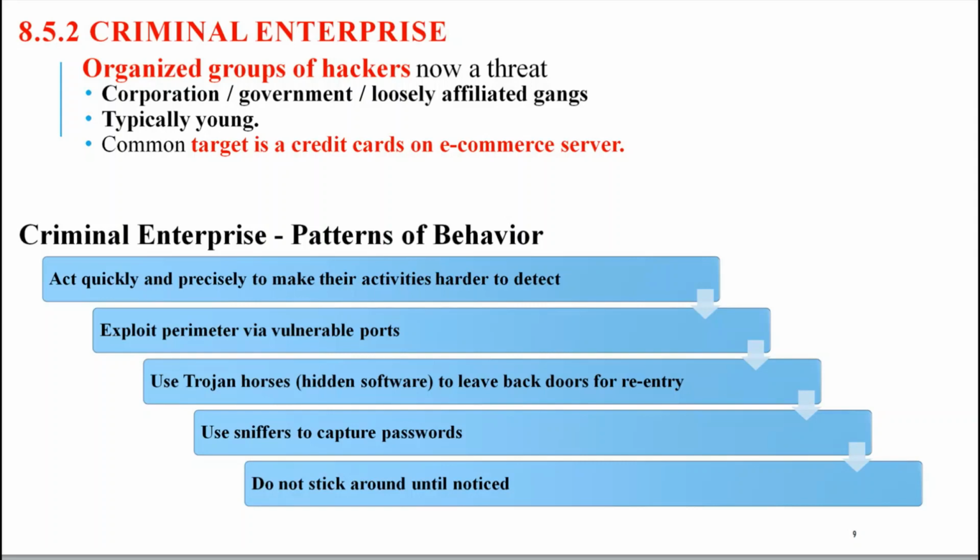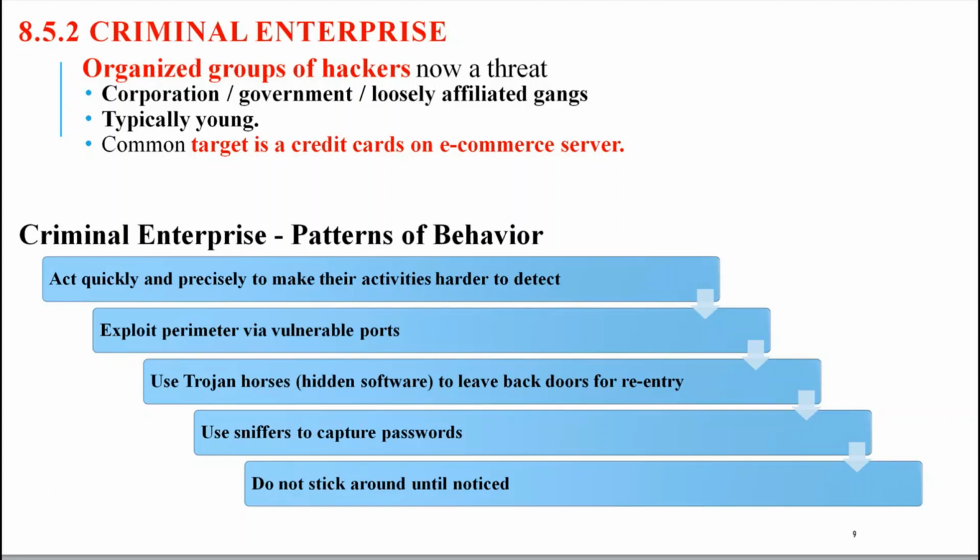Only one point I want to make very clear here. Criminal enterprise people will be very fast and very quick. They will enter the target machine, install something, and quickly escape, in an ultra fast way. They will hide their presence. That is a very important property for a criminal enterprise. Let us see the steps.